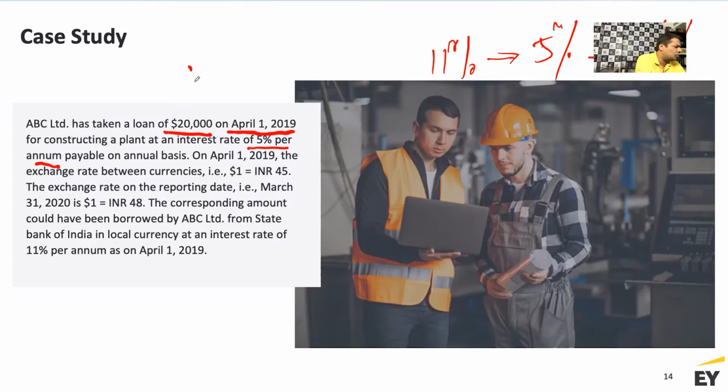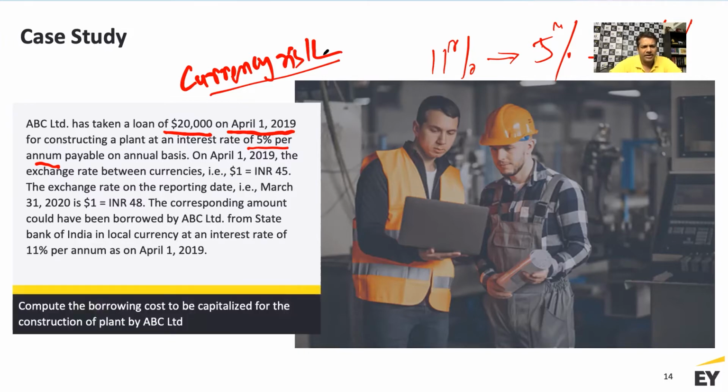I'm now exposed to currency risk, and how is this exposure arising? On the date when I borrowed money, the rupee-dollar rate was 45. Now on the reporting date, it has moved to 48. So 3 rupees more is what I have to pay to the bank to discharge my dollar obligation, and that's the exchange rate risk I am carrying because I borrowed money in a currency other than my functional currency.